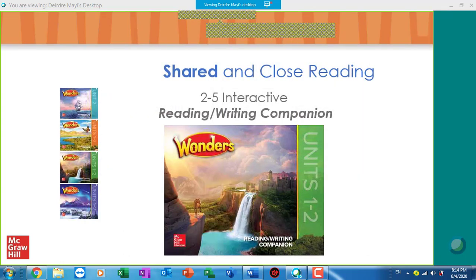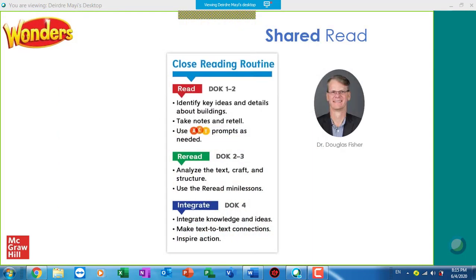The next tool that will be super important will be the Reading Writing Companion. Now, the Reading Writing Companion, again, is interactive. It is available in print, but it is also available digitally. It is meant to be replaced for the life of the adoption. Now, what will students find inside of the Reading Writing Companion? First and foremost, students are going to learn how to engage in close reading through the Reading Writing Companion. Now, how does this happen? Through a close reading routine that is the brainchild of our author, Dr. Doug Fisher.